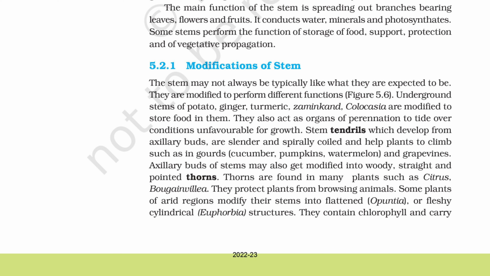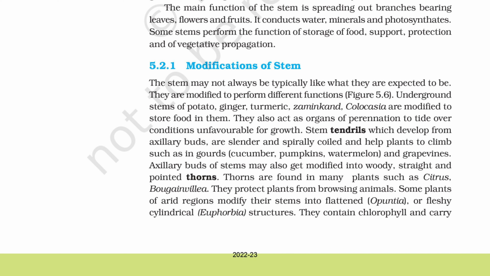Modifications of stem. The stem may not always be typically like what they are expected to be. They are modified to perform different functions. Underground stems of potato, ginger, turmeric, zamikand, colocasia are modified to store food in them. They also act as organs of perennation to tide over conditions unfavorable for growth. Stem tendrils which develop from axillary buds are slender and spirally coiled and help plants to climb, such as in gourds, cucumber, pumpkins, watermelon, and grapevines.